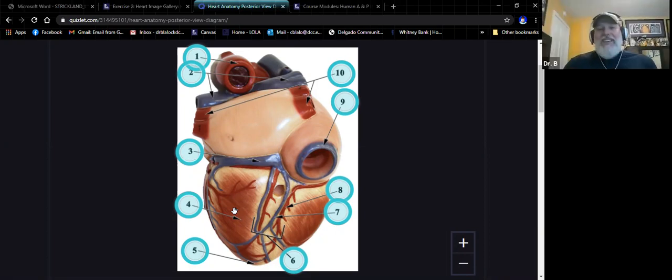Left ventricle, yes. Look, we just said this is what? The interventricular sulcus. So this has to be a ventricle. So this is our left ventricle. This would be our right ventricle over here. All right. There's the apex of the heart right there.